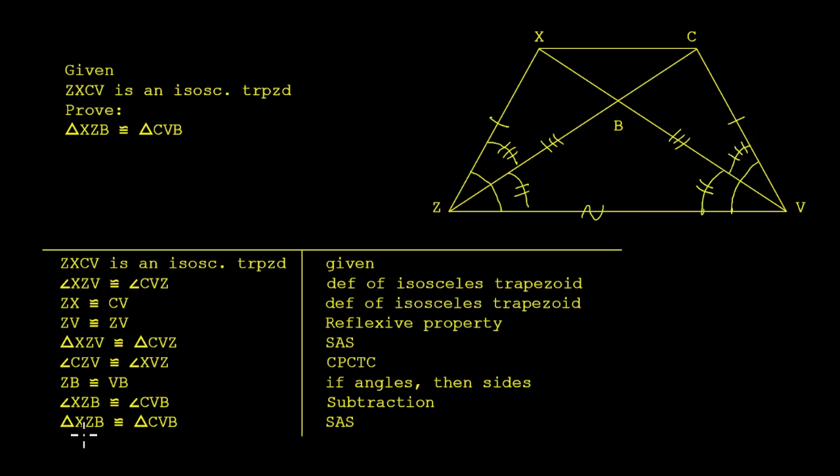Next, triangle XZB is congruent to triangle CVB by SAS, side angle side. And that is our proof.